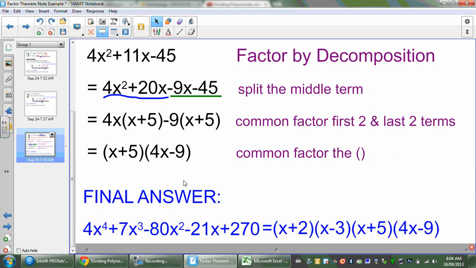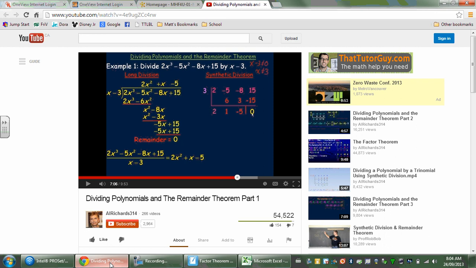And so my final answer is the original expression factors to x plus 2 from the first slide, x minus 3 from the second, and these last two terms right here. So that's basically a full question.